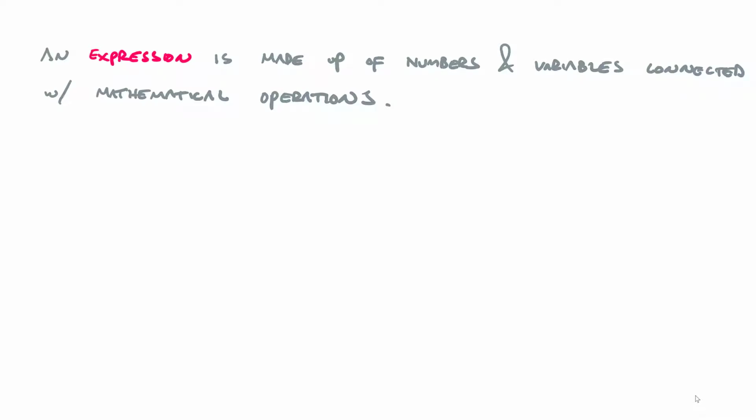All right, so an expression is made up of numbers and variables connected with mathematical operations. In essence, an expression is a mathematical entity, right? It's just this thing that's made up of numbers and variables connected with mathematical operations. Operations being things like multiplication, addition, division, subtraction, squaring something, square rooting something, throwing something into the tangent or arcsine function. There's a lot of different operations.